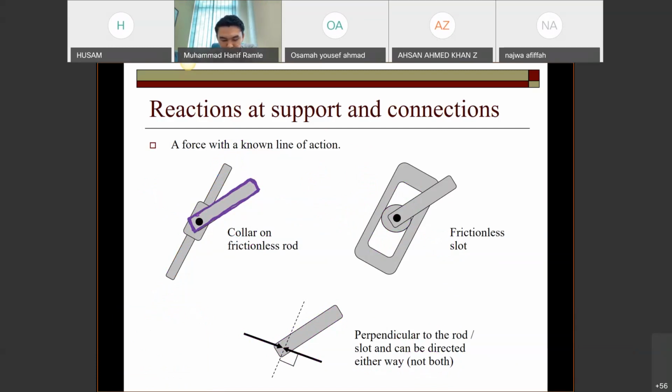Two? No, there is only one. Okay, there is only one, which is a moment, a rotation. Only one. Because this one cannot go left, cannot go right, cannot go up, cannot go down.